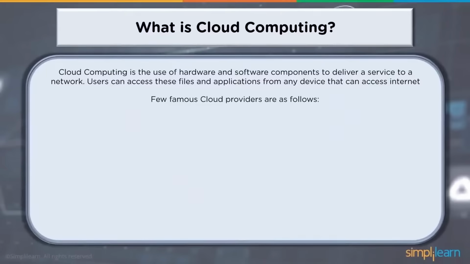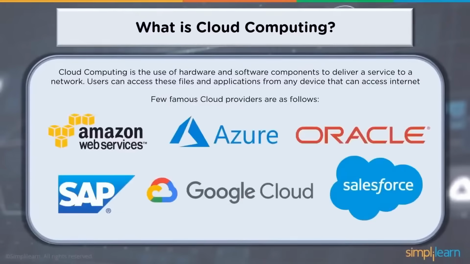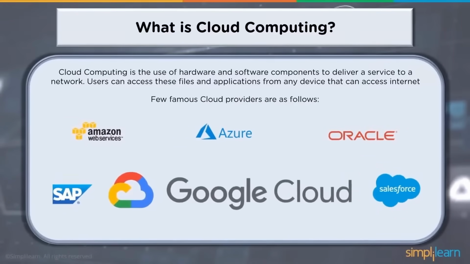Now, a few famous cloud providers are here. So you have Amazon, which offers Amazon Web Services, and a huge list of services which come in with this. You have Microsoft's Azure, you have Oracle's cloud, you have SAP's cloud solutions, GCP, which is offered by Google, Salesforce, and so on. There are many other small players which are also providing different cloud-based services, or organizations which are partnering with these main cloud providers, thus offering cloud services to their customers.